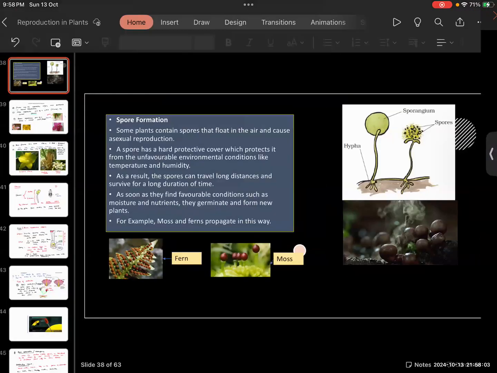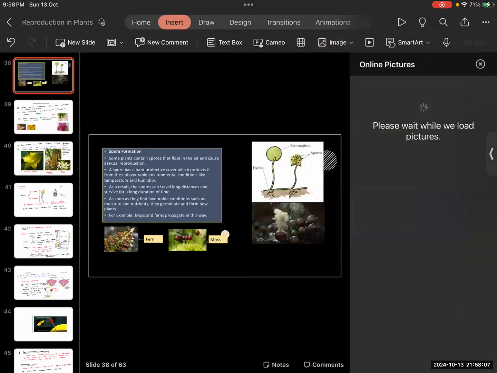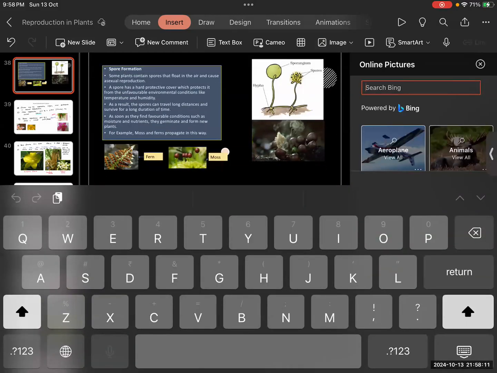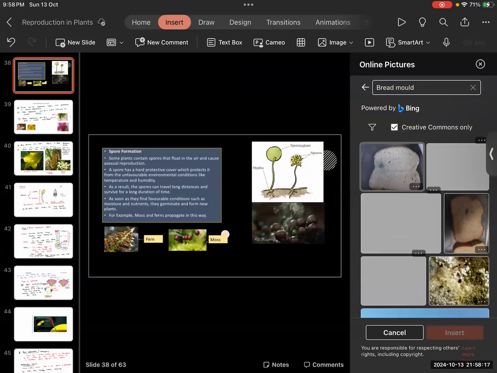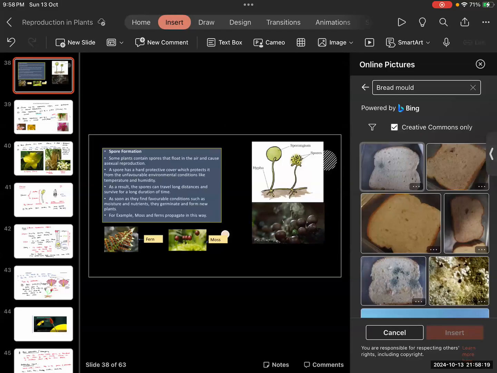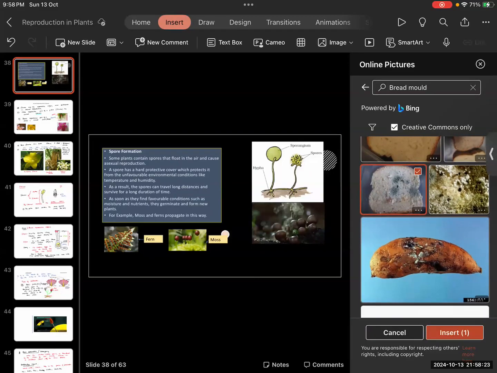You guys might have observed this commonly, like if you purchase a packet of bread from the market, and let's say it is expired and you leave it in the open, you will observe that bread mold will be growing on it. You would have seen this. So this is the bread mold and it is caused by a fungus.